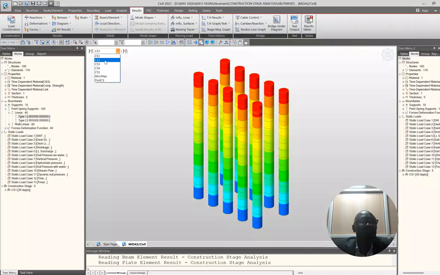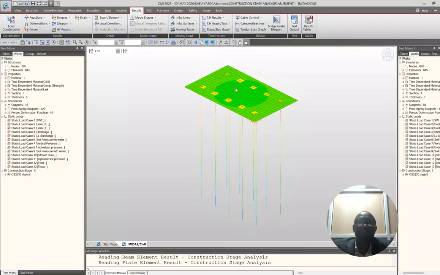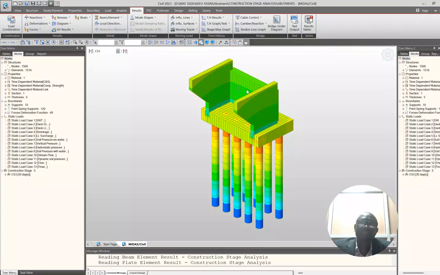So under construction stage 2, I have now brought in my pile cap in place. You can now see even the implication. Immediately you begin to see the implication of punching onto these piles. So now the reaction down here would be the accumulation of the weight of the pile caps and the self weight of the piles.